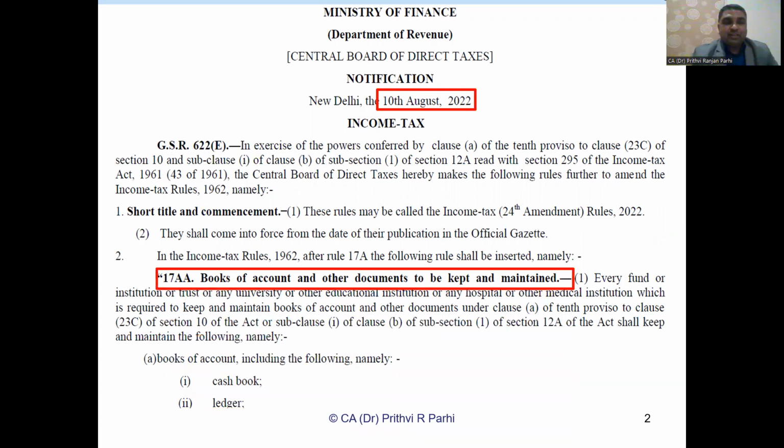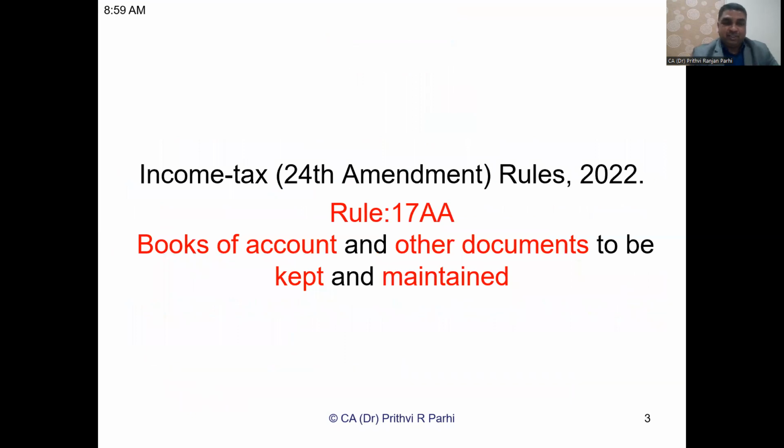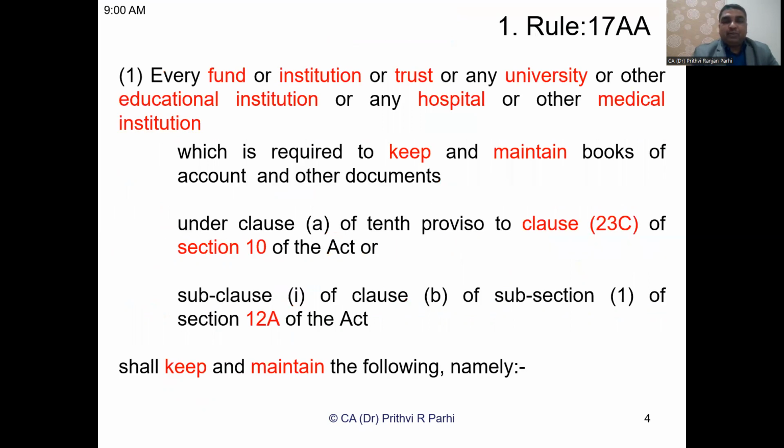If you look here, this is talking about books of account and other documents to be kept and maintained. This is a particular rule in the Income Tax Rules, 1962. After Rule 17A, this Rule 17AA has been inserted. Now, one by one, we'll discuss very briefly. The detail you can learn by downloading this particular notification. Now, what is this Rule 17AA? Quickly, I will take you through that.